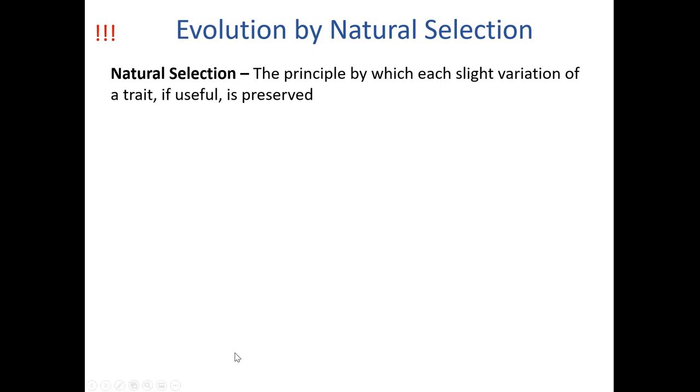Okay, so in terms of evolution by natural selection, natural selection is the principle by which each slight variation of a trait, if useful, is preserved. So the principles of natural selection, first of all, variation exists within populations of organisms. This is the first staple of natural selection, right? Variation always exists within these populations. It exists before selective pressures act upon that variation. There's always variation, and that's due to mutation. We know that.